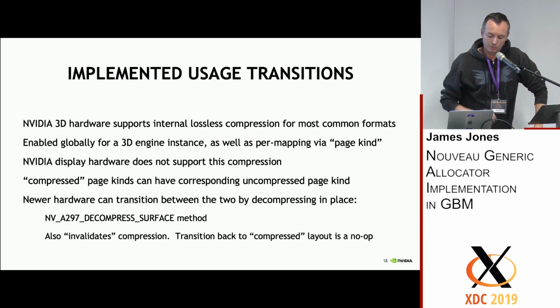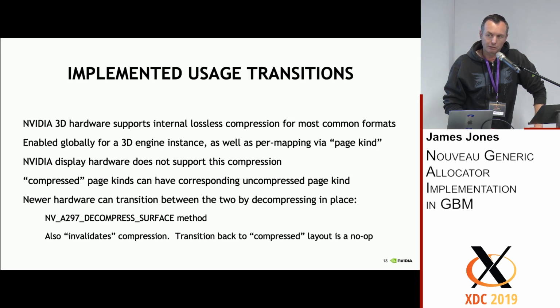So if you have some 3D context, you can enable compression on that, and it'll use compression whenever it sees a compressible format. It also has to be enabled on a per mapping basis via this page kind field that I talked about earlier. So if you have a compressed page kind, and you have your page table set up right to use that compressed page kind, and you have compression enabled in your 3D engine, the hardware just automatically goes and does this compression as needed.